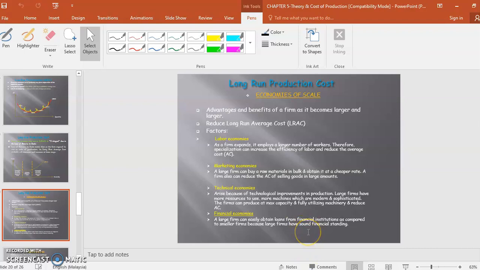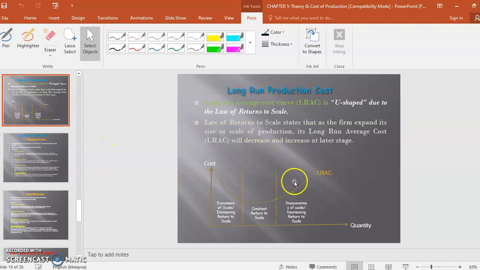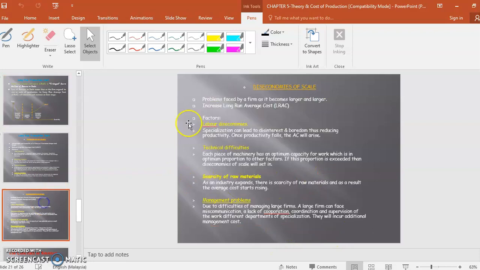Okay, so these are the factors influencing diseconomies of scale. Diseconomies of scale happen when LRAC is increasing. Cost makin meningkat bila firm tu makin berkembang. Okay, problem faced by a firm as it becomes larger and larger, makin firm tu berkembang, makin ada banyak masalah lah, because it will increase long run average cost.